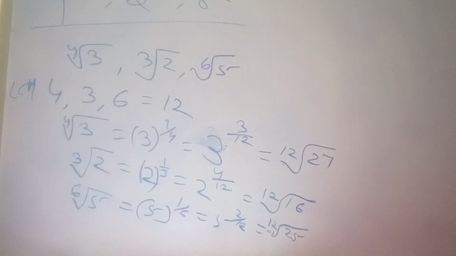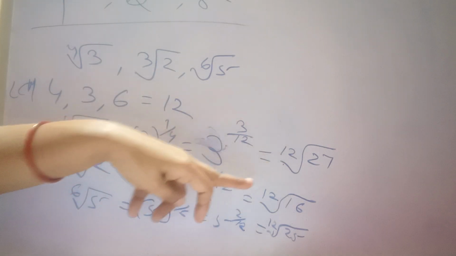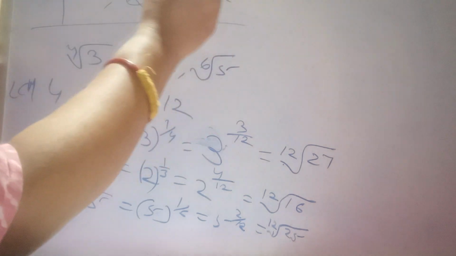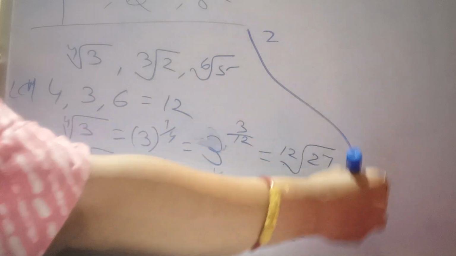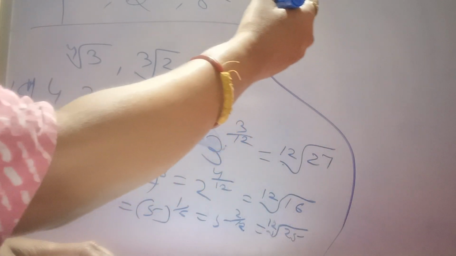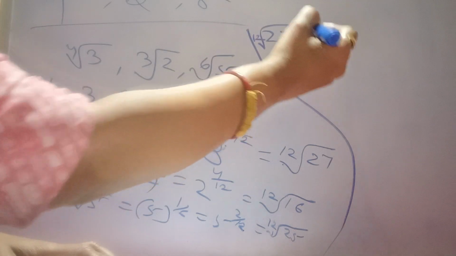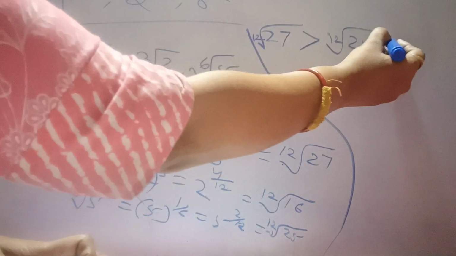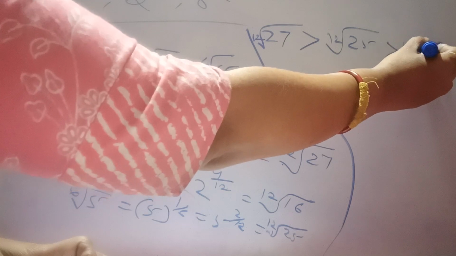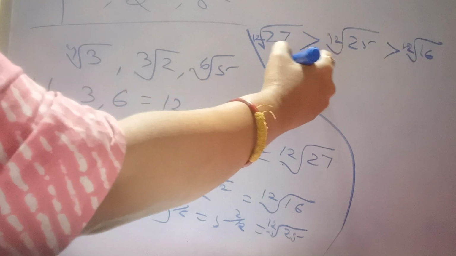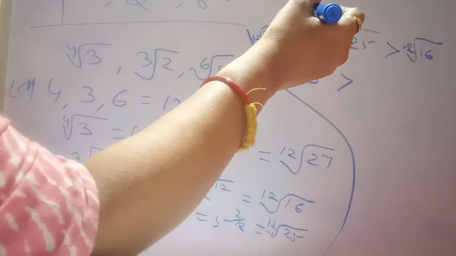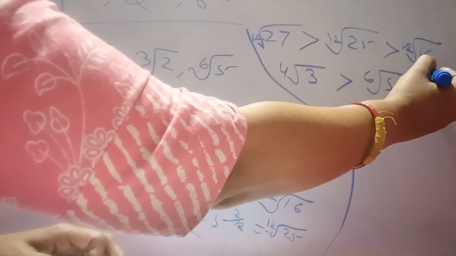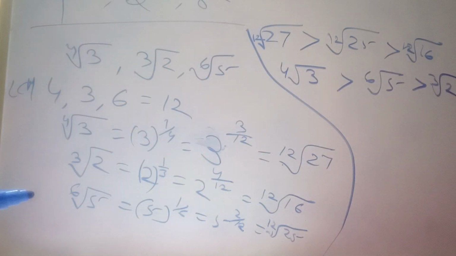So here we see 27, 25, 16. You can write down here: twelfth root of 27 is greater than twelfth root of 25, which is greater than twelfth root of 16. So fourth root of 3 is greater than sixth root of 5, which is greater than cube root of 2. This is the answer.